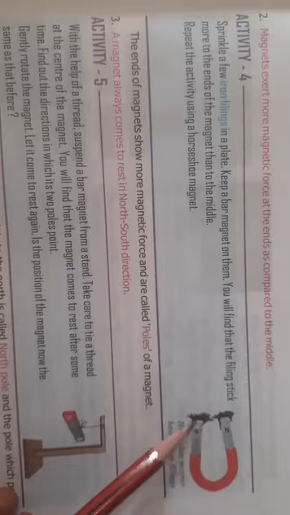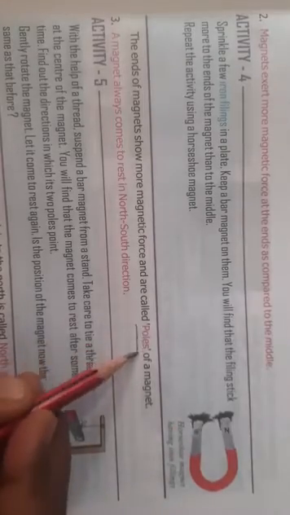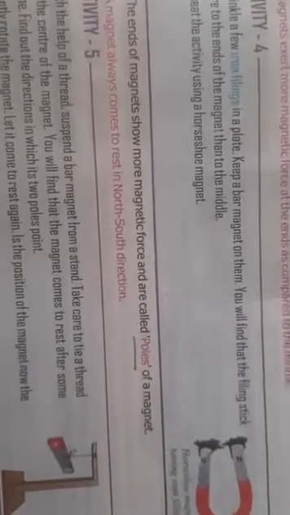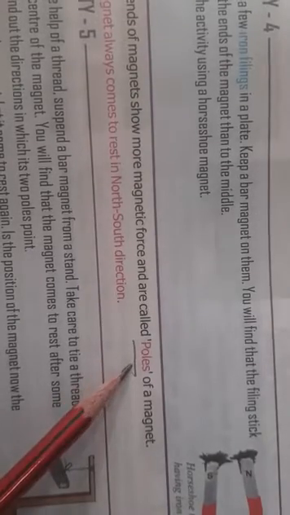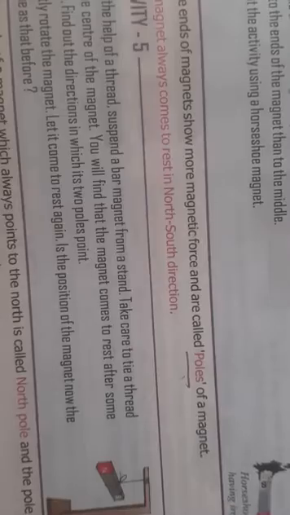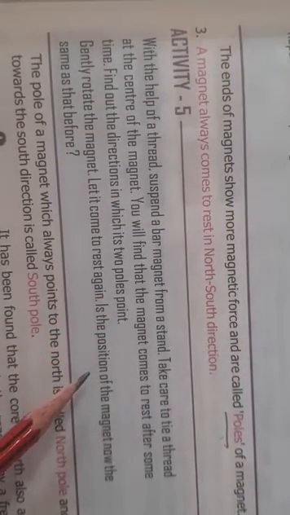These ends of the magnet which show more magnetic field are called the poles of a magnet. So the magnetic force is maximum at the poles. Then the third property of a magnet is that a magnet always comes to rest in the north-south direction.